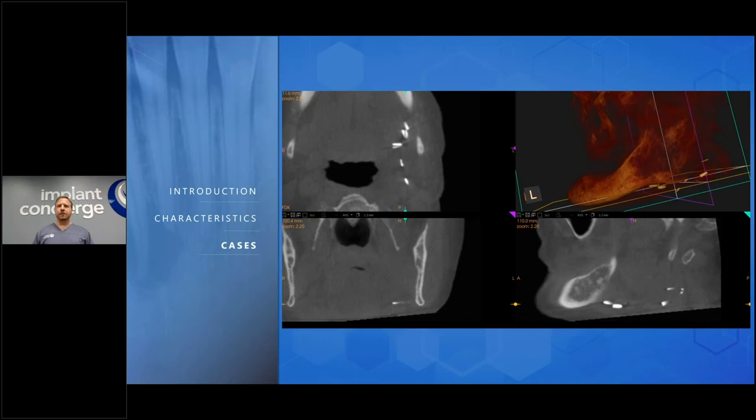This one's very interesting. The high density makes you lean towards that, you know, it's metal, it's not calcifications. In this case, it was surgical staples.